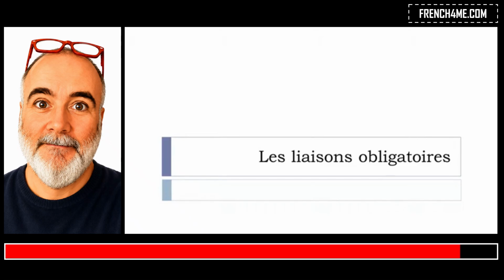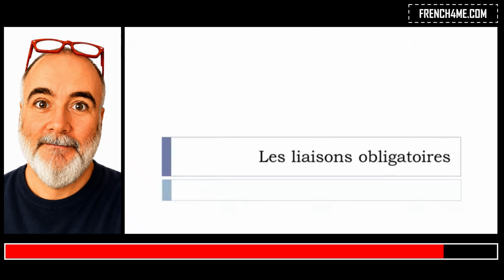So this video will only focus on les liaisons obligatoires, the ones you should make, okay? And after that we'll see the ones that you shouldn't make, and then the ones that are optional, so it's possible to make them or not. But in this video we'll focus only on the ones that you should make.